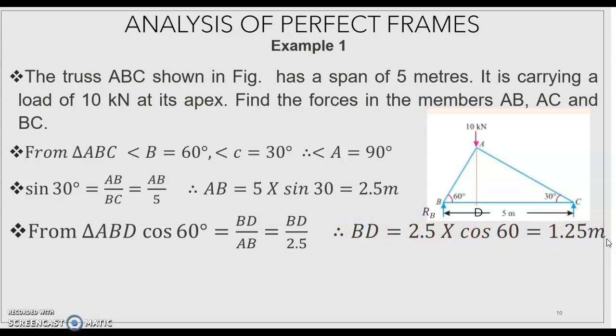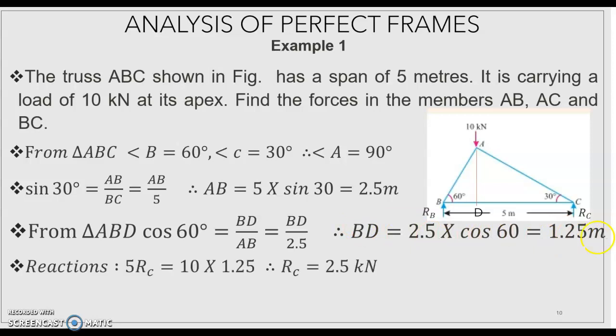Then find the reactions RB and RC. Reaction calculated taking moment about B, then RC into 5 equals 10 into distance BD. Distance BD is 1.25, so 10 into 1.25. Therefore, RC is equal to 2.5 kilonewton. And RC plus RB is equal to 10, so RB is equal to 10 minus 2.5, it is 7.5 kilonewton.